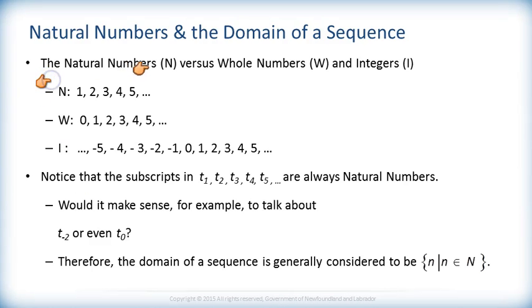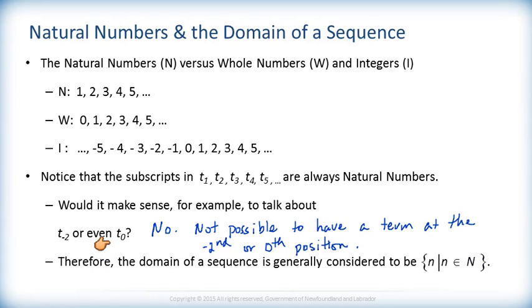Last, a reminder that the natural numbers consist of the numbers 1, 2, 3, 4, 5, whereas the whole numbers start at 0, and the integers have negatives. Pay close attention to these subscripts we've been using, 1, 2, 3, 4, 5. They're always natural numbers because they refer to the positions of the terms. It does not make sense to have a term at the negative 2 position. And likewise, it's not possible to have a term at the 0th position either. So therefore, the domain of a sequence is generally considered to be n such that n belongs to the natural numbers.